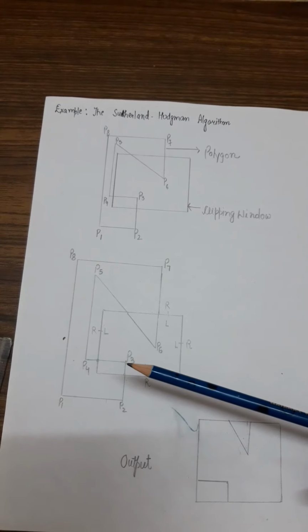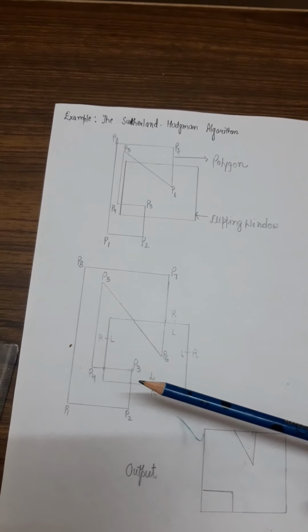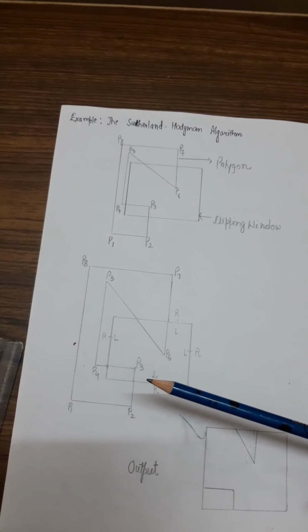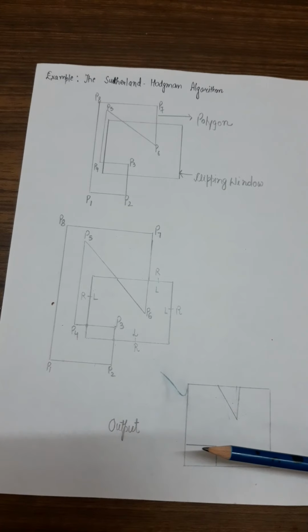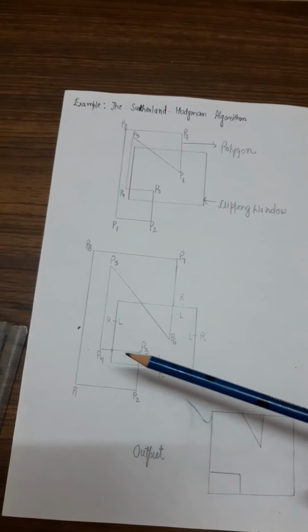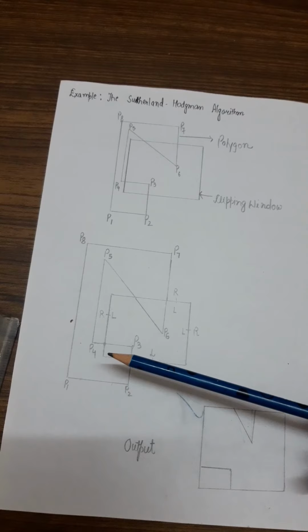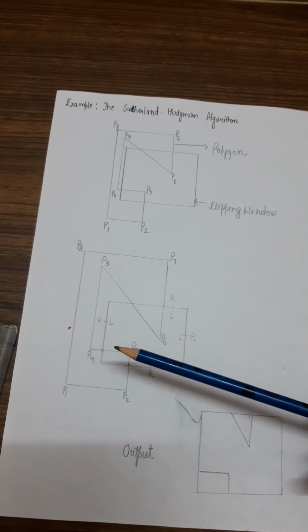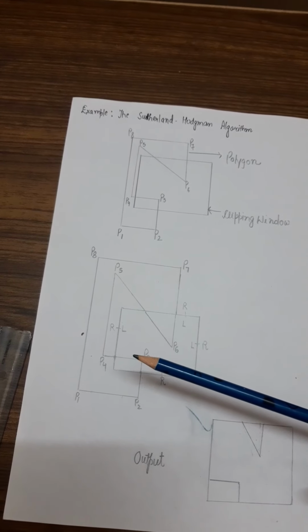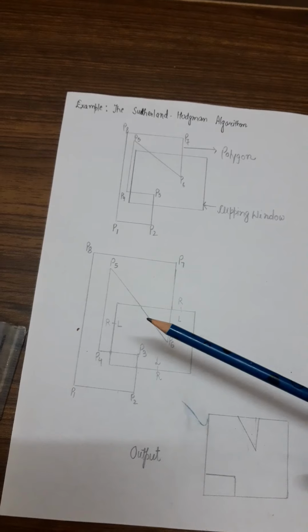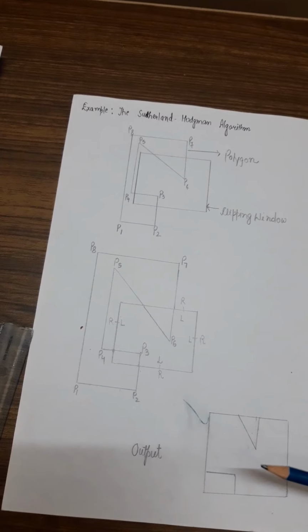Next, if we take the P3, P4 edge, P3 is to the left and P4 is to the right, right? In that case, only the intersection point will be considered. So this will be the output. Next, if we take the P4, P5 edge, since it is to the right of the clip polygon, it will not be considered. Next, P5, P6. Since P5 is to the right and P6 is to the left, in that case the intersection point and Pi point will be considered. So we have mentioned two values here.